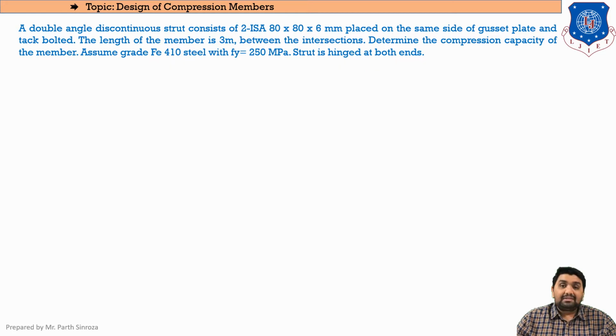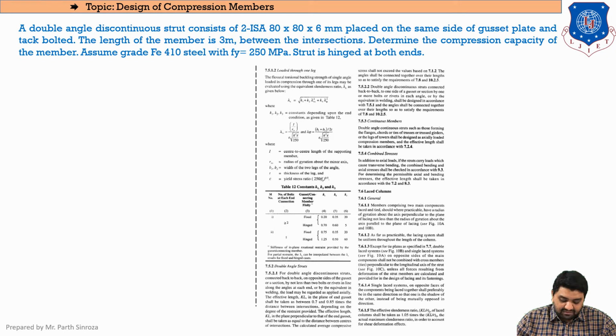So now, as it is a double angle problem, we will be focusing on page number 48 of your IS code. We have seen this page in the previous session for eccentric loading, but that belonged to subtopic 7.5.1, the main topic of single angle struts. Clear? Now it has been given that we are dealing with double angle struts, so we'll be focusing on topic 7.5.2. Clear? 7.5.2 is for double angle struts.